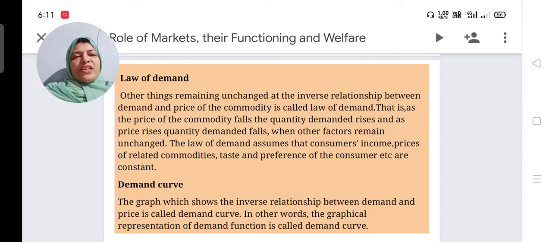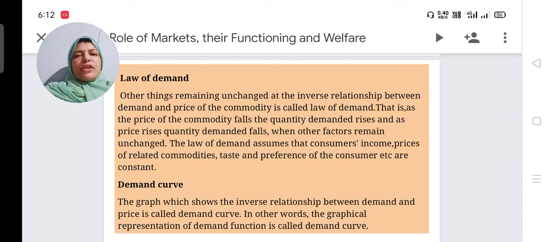Good morning. Let us continue our topic, law of demand. Other things remaining unchanged, the inverse relationship between demand and price of the commodity is called law of demand.